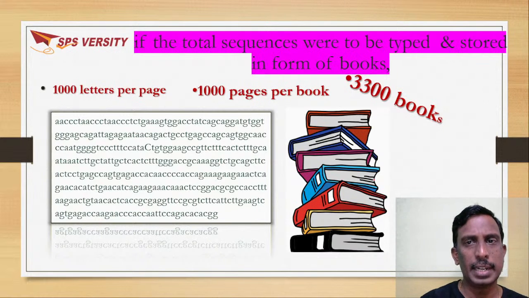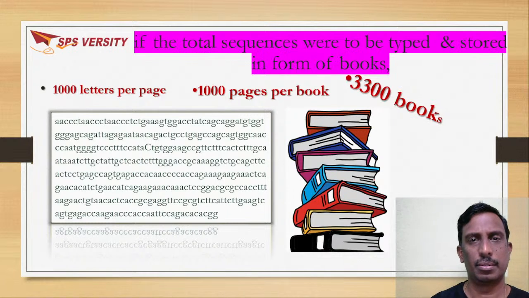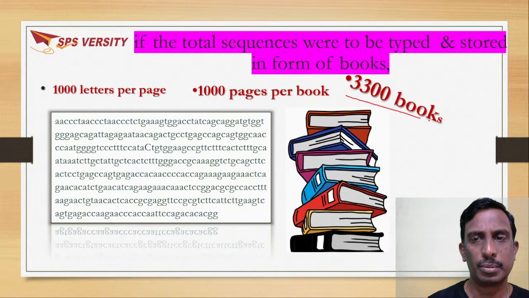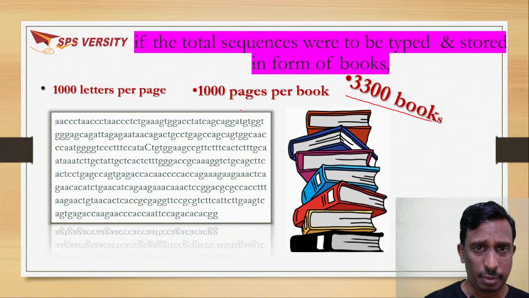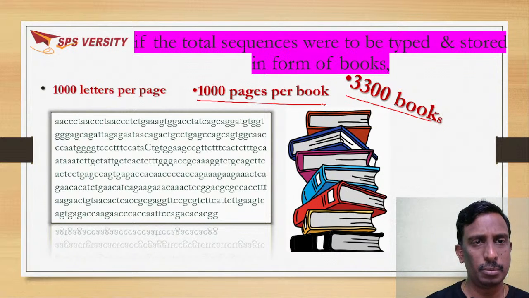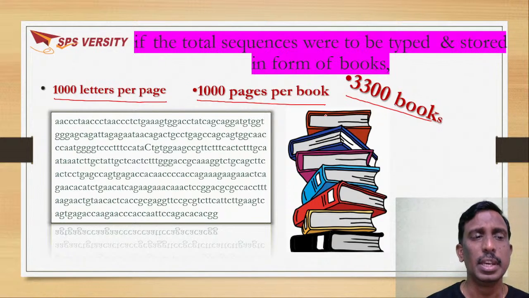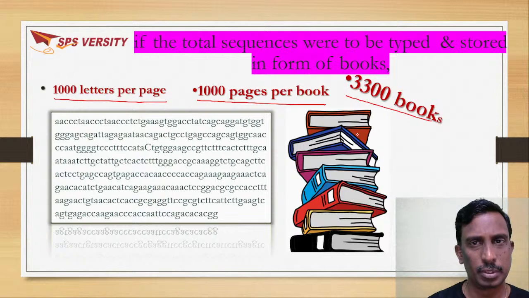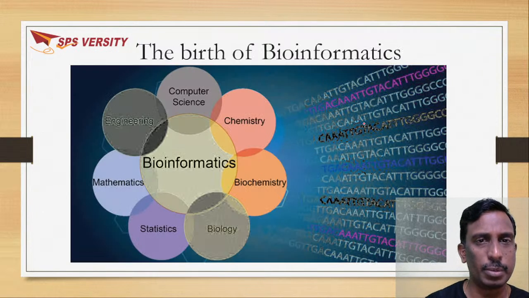And if you start writing the sequence in books, it takes roughly about 3,300 books. That is, if each book has 1,000 pages and there are 1,000 letters per page, in total it will be 3,300 books, to write the entire sequence of the human genome.